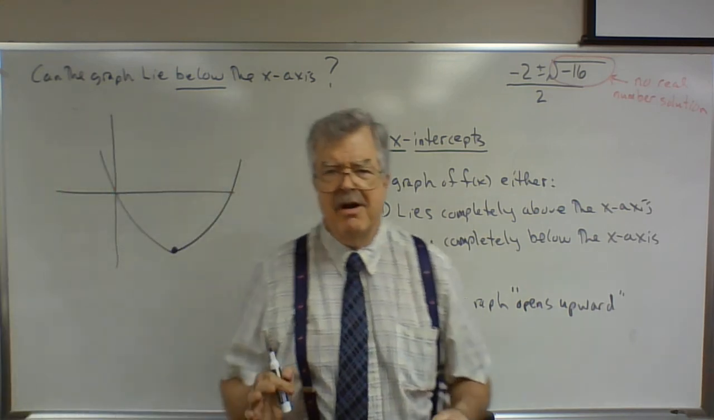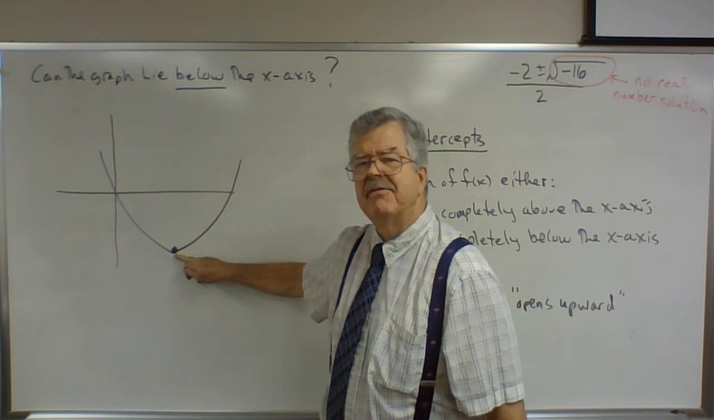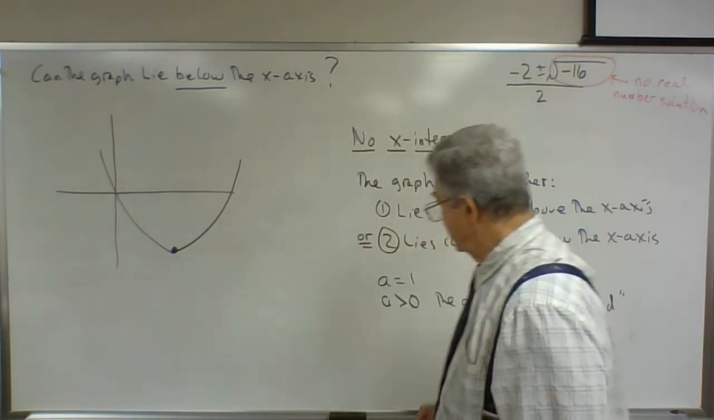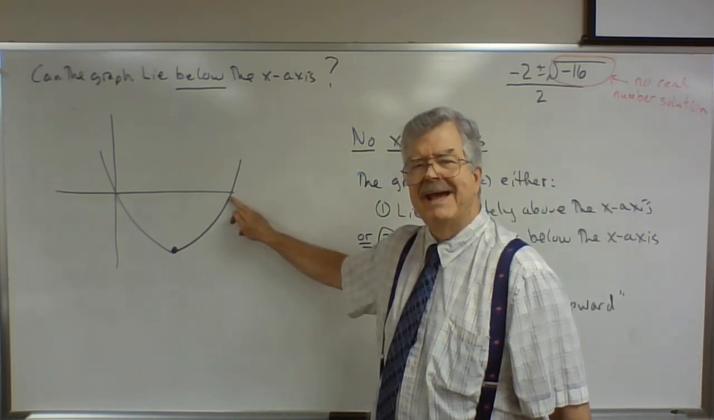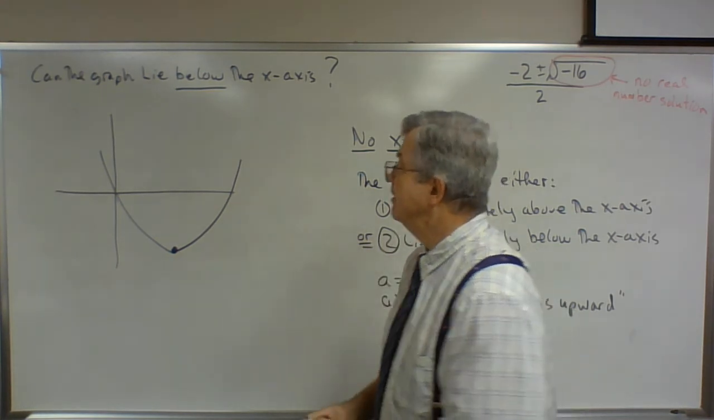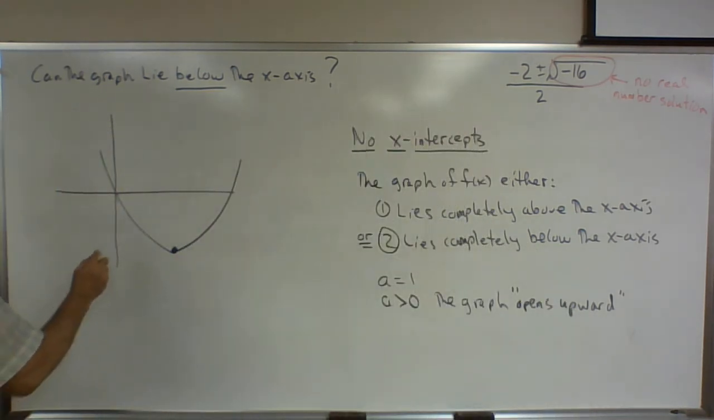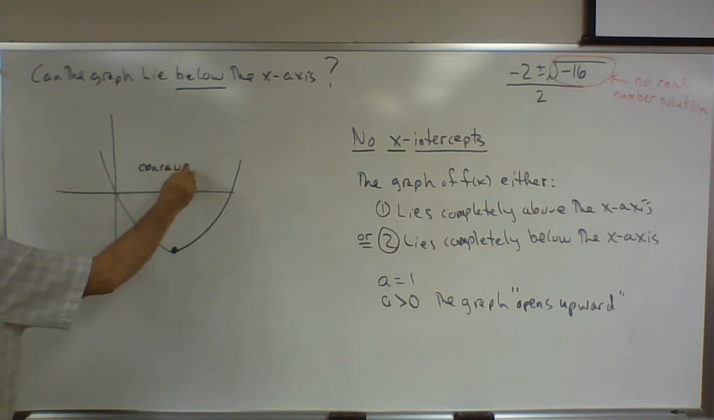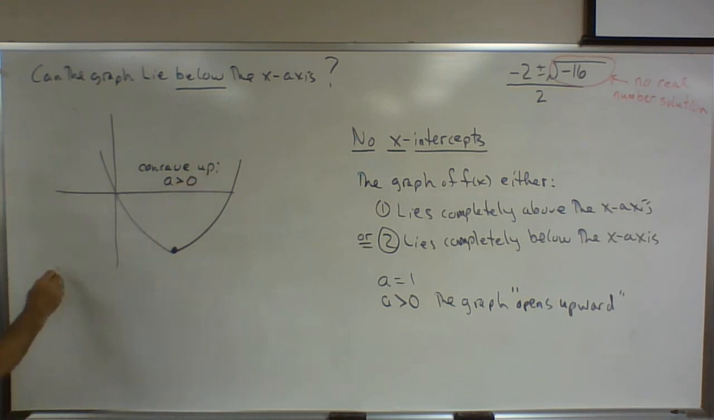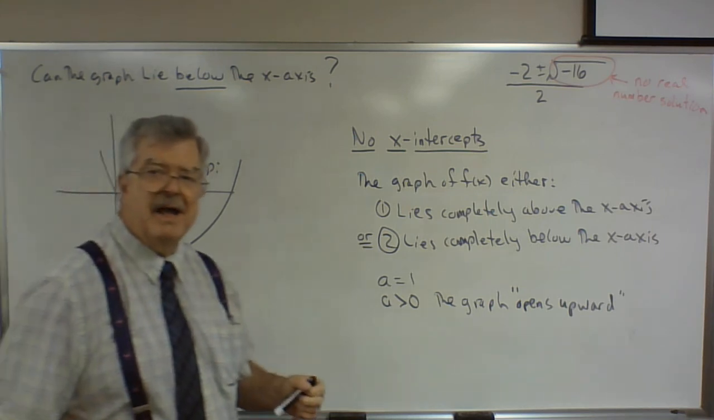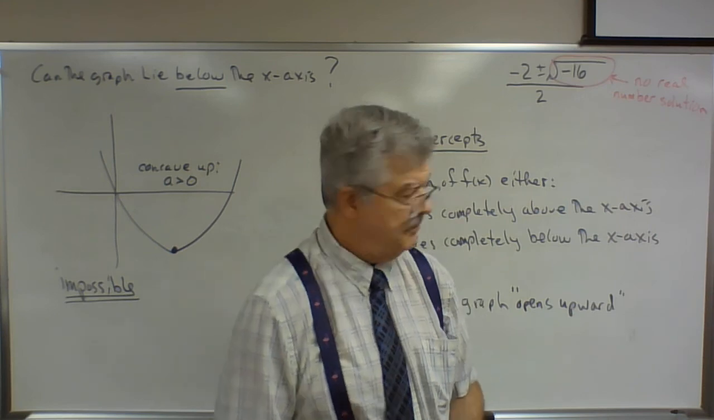But we already found out there are no x-intercepts. If the graph lies below the x-axis and the graph opens up, there are going to be x-intercepts, and this can't happen. This is concave up because a is greater than 0. So impossible. The graph can't lie below the x-axis, so it has to lie entirely above the x-axis.